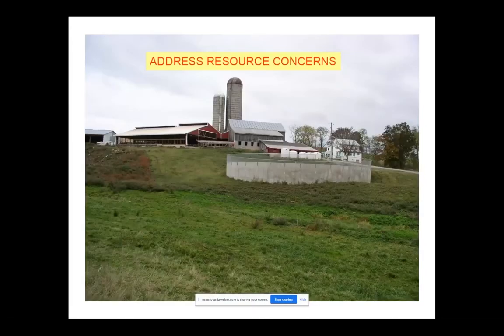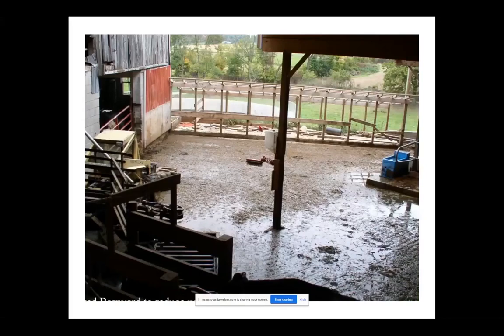So here's some pictures of the end result of addressing those resource concerns. Here's your waste storage facility. We can see where the spreader used to be parked, and we're not seeing that kill zone any longer. Nice, healthy vegetation, roof over the barnyard area. Once again, we have curbs along the edge of the barnyard, no longer being discharged at will or during rainwater events. And we also have a roof. It looks like it's kind of in construction, but there's a roof they're looking to install adjacent to the barnyard.